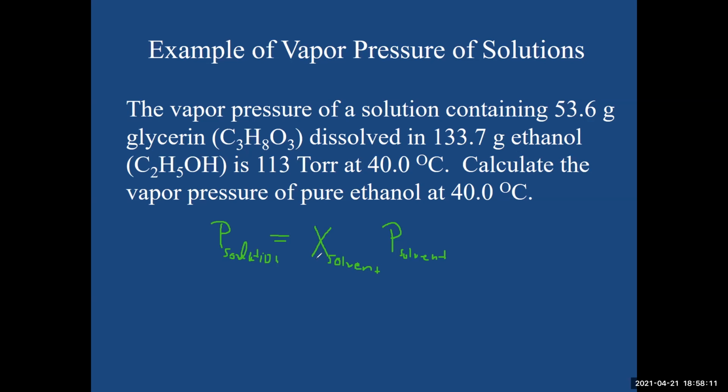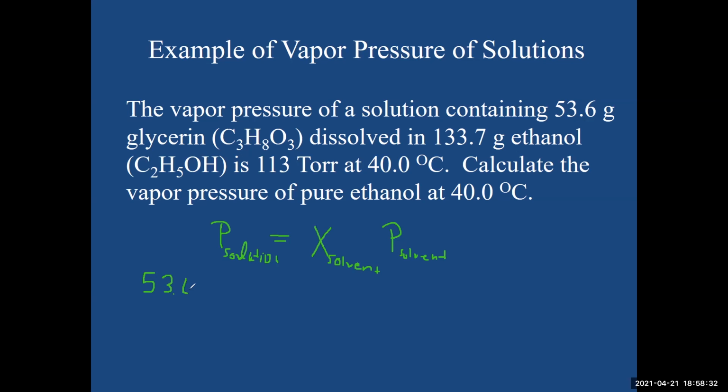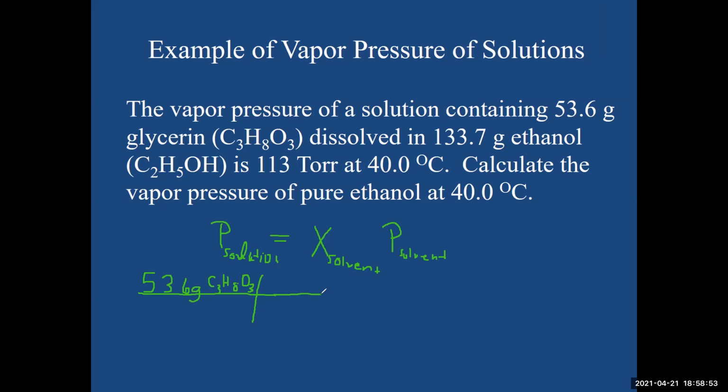Do we do 53.6 over 133.7 grams? Is that going to give me my mole fraction? And would that even be a fraction? So the 1 mole of C3H8O3, then how do I calculate the number of moles from the grams? Okay, so I divide this by the molar mass, as you were telling me, because we need to convert it to moles, right? So if we convert it to moles, what is the molar mass of glycerin?